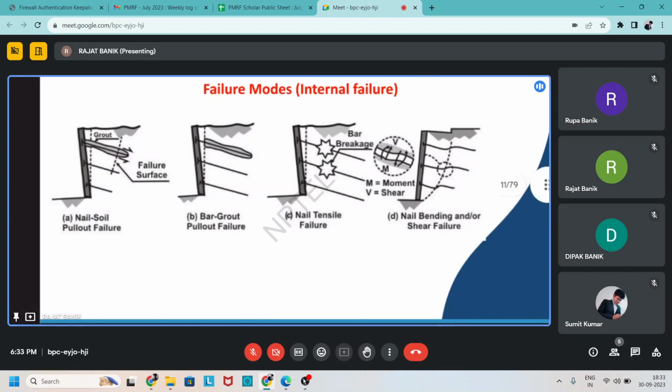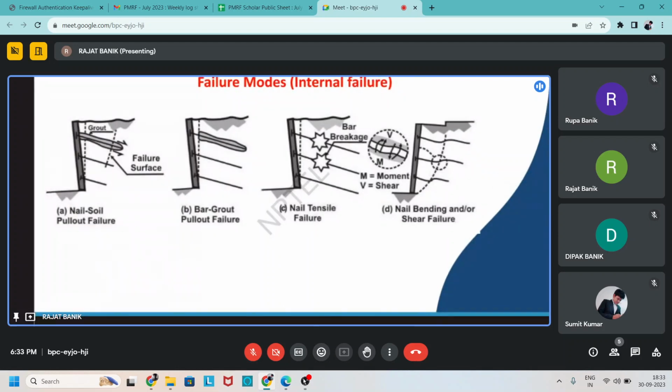And the last one in internal failure is nail bending or shear failure. Due to ground deformation, where in the dashed line the ground has collapsed, there may be a possibility of bending and shear failure of the soil nail.